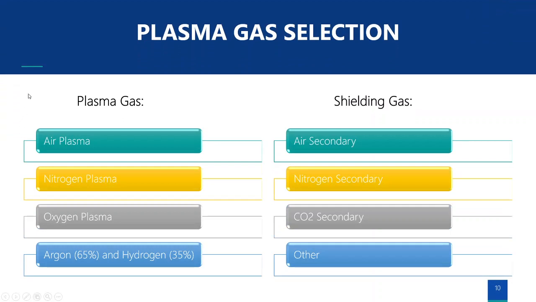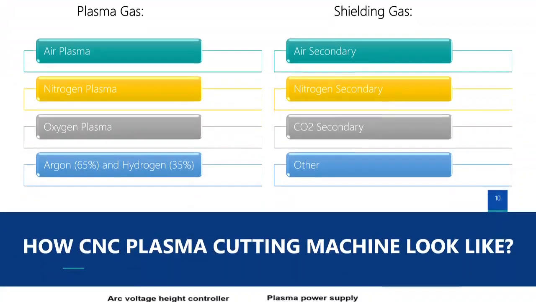So how can we select the plasma gas and shielding gas? Plasma gas can be air plasma, nitrogen plasma, oxygen plasma, and argon or hydrogen plasma. Shielding gas can be air secondary shielding gas, nitrogen secondary shielding gas, carbon dioxide secondary shielding gas, and others according to the metal being cut.